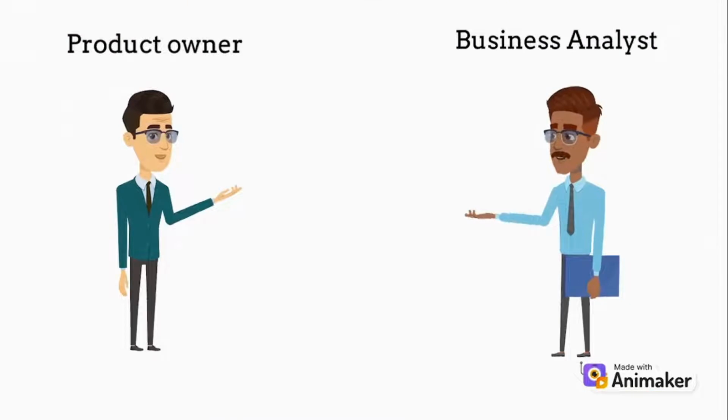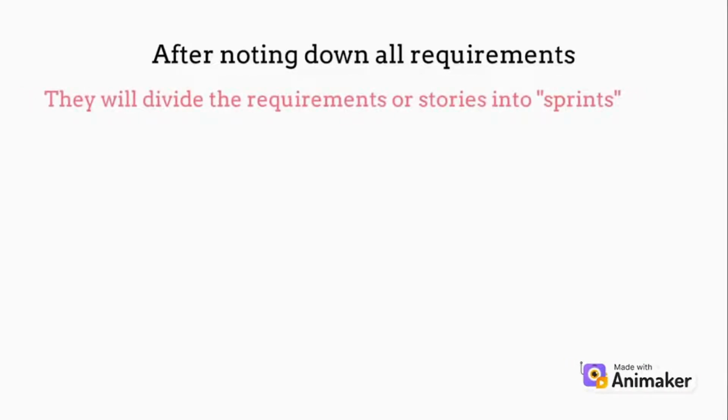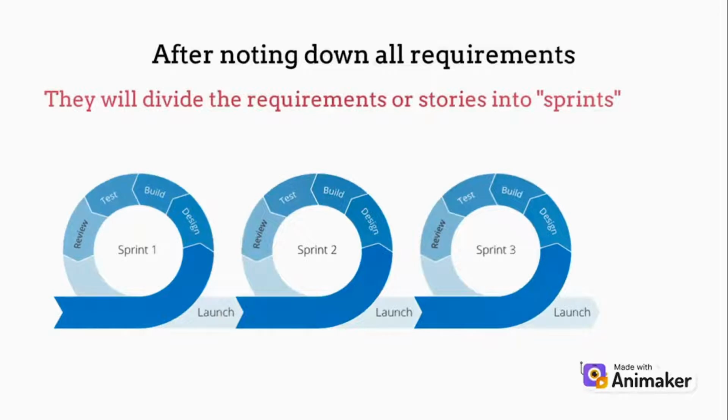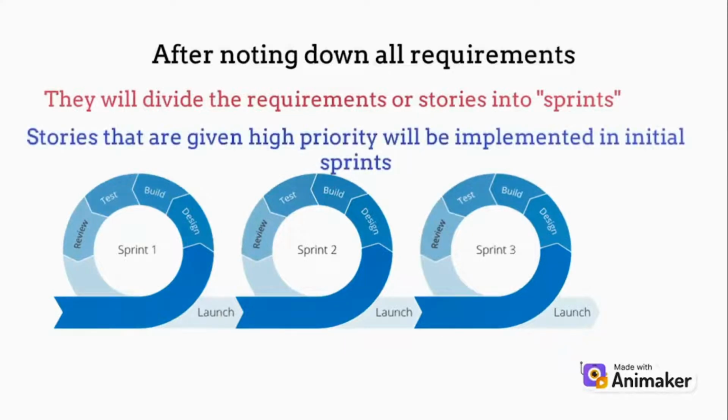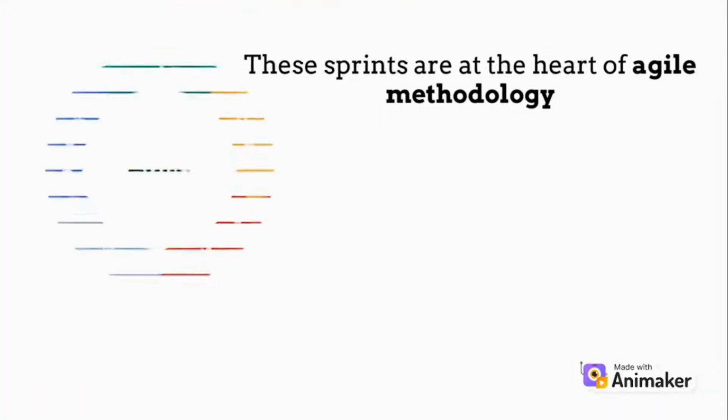Both of them will have an extensive discussion and note down all the requirements, after which the requirements will be divided into sprints. Requirements or stories that are given high priority will be implemented in the initial sprints, and rest of the stories will be divided among later sprints. These sprints are at the heart of Agile methodology.